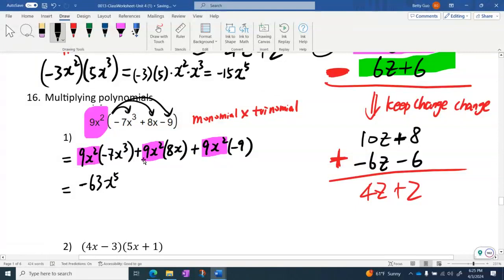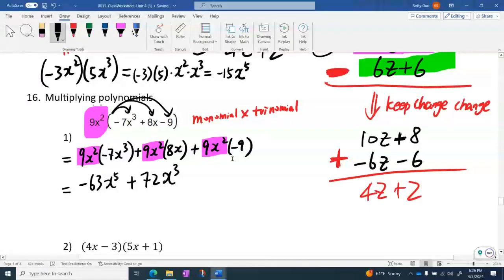Square here has 2 x's. Cube here has 3 x's. Together 5. And then next part, 9x squared times 8x. 9 times 8, 72. Variable part, x squared times x. We have 2 x's multiplied together from the square, x squared, and then we have 1 x here. So together we have 3 x's. So we have x cubed.